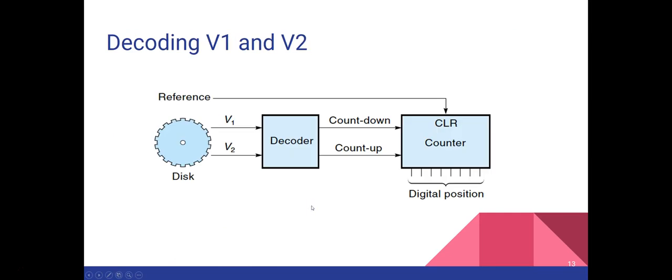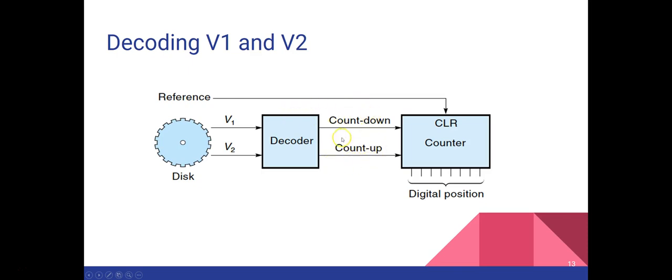Now next is decoding V1 and V2. In order to decode, we need a decoder circuit. It is used to convert the signal from the photosensors into a binary word. This circuit has two parts. The first extracts the direction information through this reference. And the second part has the down and the up counters, which maintain the slot count.